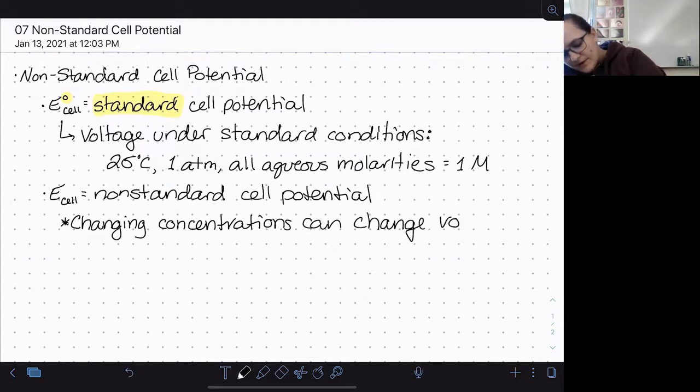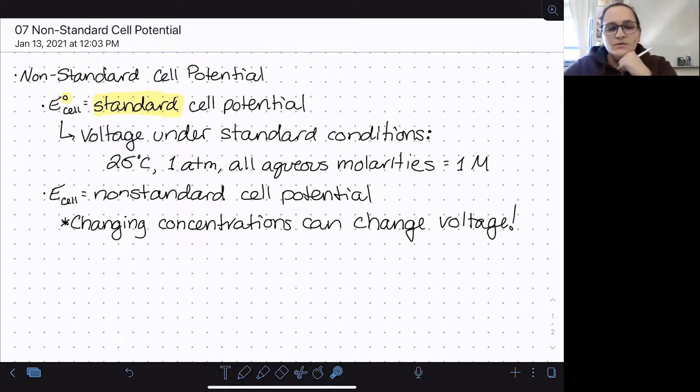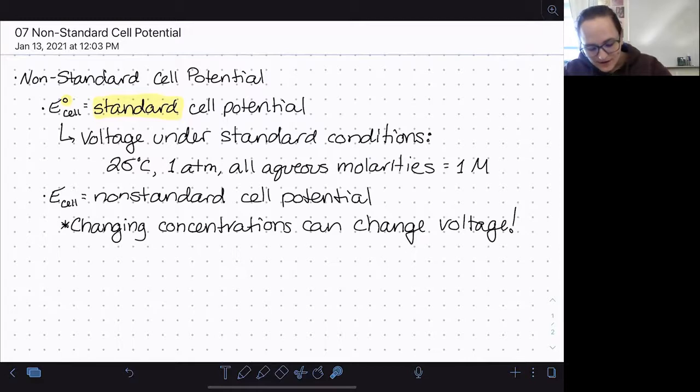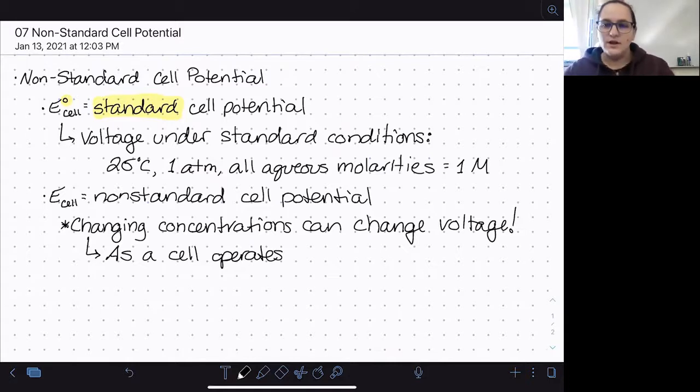The main reason why we're going to focus on concentration, temperature and pressure can have an effect as well, but the main reason why we're going to focus on the concentrations is that this is something that just happens anyways. As a cell functions, reactants are being consumed and products are being produced. So as a cell operates, our concentrations are constantly changing, which means that our voltage is constantly changing anyways. Even if we start with a standard cell, initially your voltage would be the standard potential, but as soon as it begins to operate, your concentrations are changing and therefore your cell voltage will be changing as well.